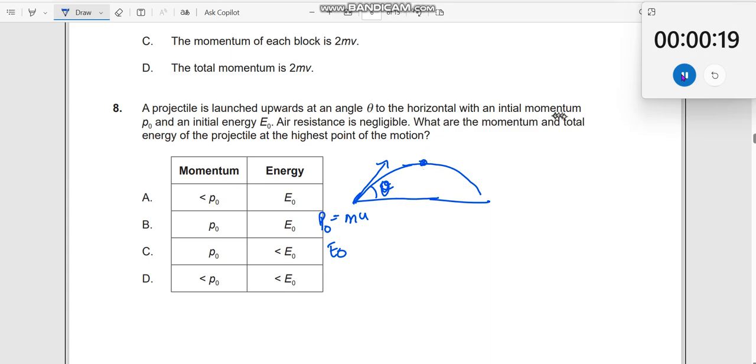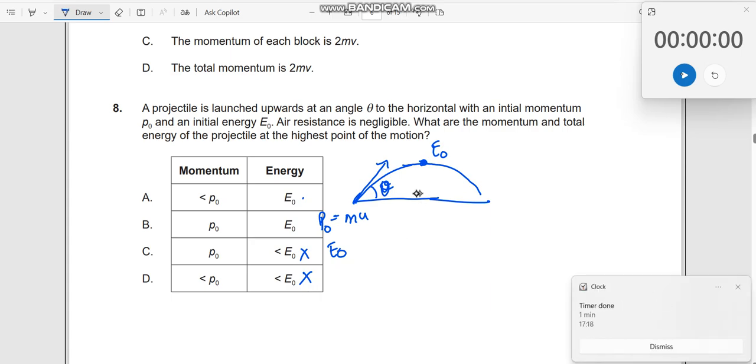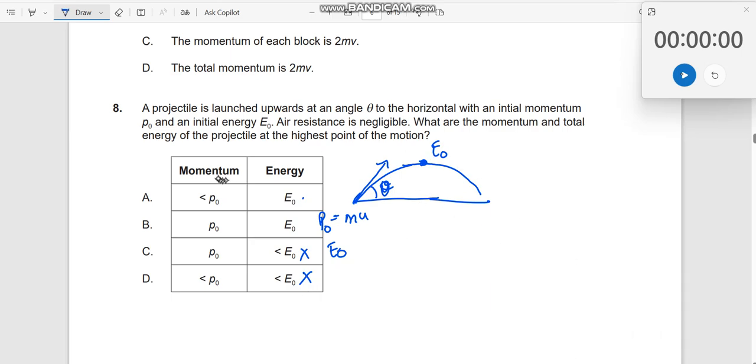What are the momentum and total energy of the projectile at the highest point of the motion? At the highest point of the motion also, the total energy is not changed because there is no air resistance. It has not lost its energy. Only thing is, part of the kinetic energy is getting converted to the potential energy. So therefore, the energy will not change. Here also, the energy would be E naught. So these two are correct. These two are incorrect. Then he has asked you about what will happen to the momentum.